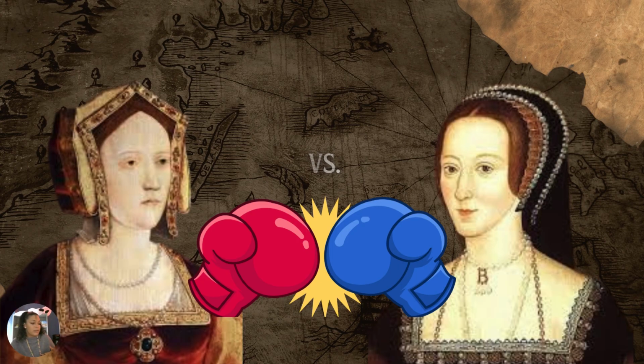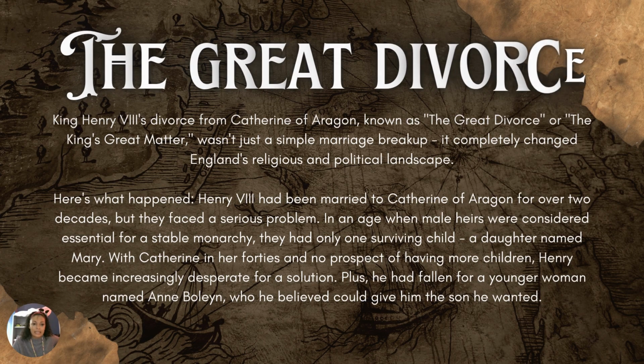This leads to something called the Great Divorce, okay? Henry getting a divorce from Catherine of Aragon is literally called the Great Divorce. Some people call it the King's Great Matter. We're going to call it the Great Divorce. So back in the day, this time period specifically, marriage wasn't just like, let's get a divorce, sign these papers, I'm sick of you, right? I just said King Henry was super, super, super, super religious.